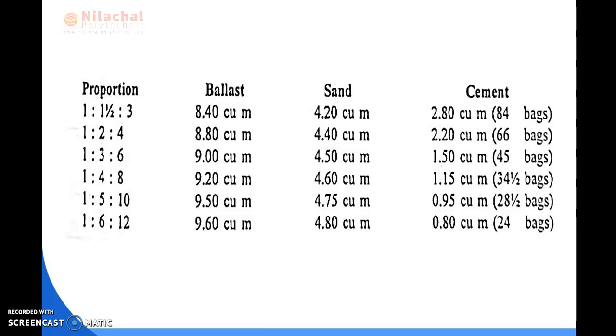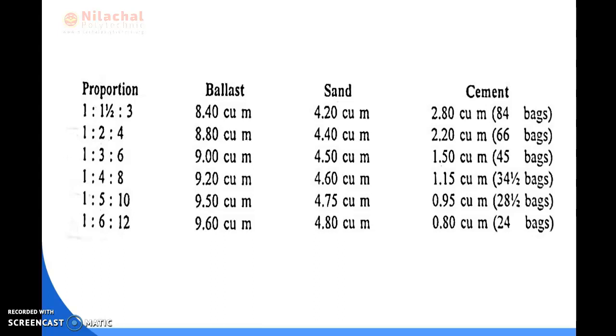Okay, then we consider the 1:3:6 ratio. Here for the 1:3:6 ratio, the ballast requirement is 9.00 cubic, the sand requirement is 4.50 cubic, and the cement requirement is 1.50 cubic. Also we write down here that 1.50 cubic is equal to 45 bags. Then we consider the proportion of 4:8.